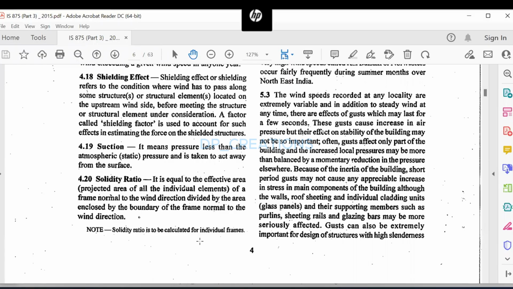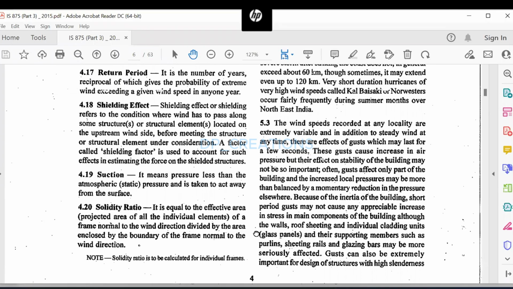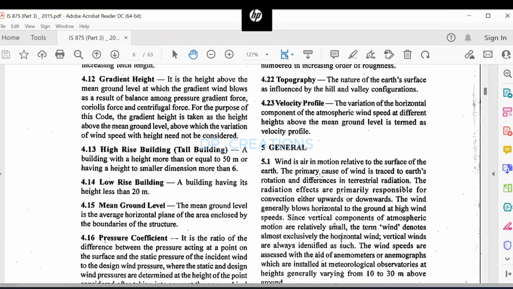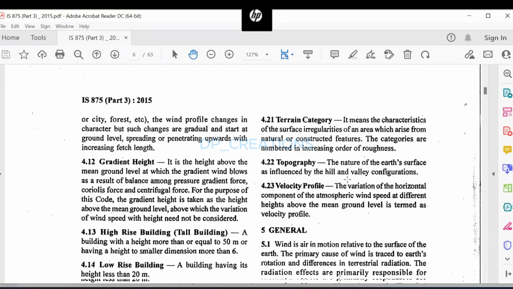Solidity ratio is equal to the effective area, that is, the projected area of all the individual elements of a frame normal to the wind direction, divided by the area enclosed by the boundary of the frame normal to the wind direction. So solidity ratio is to be calculated for individual frames, that is, individual small portion to the whole portion. That is your solidity ratio.